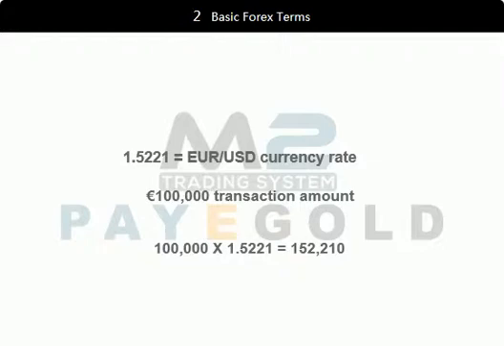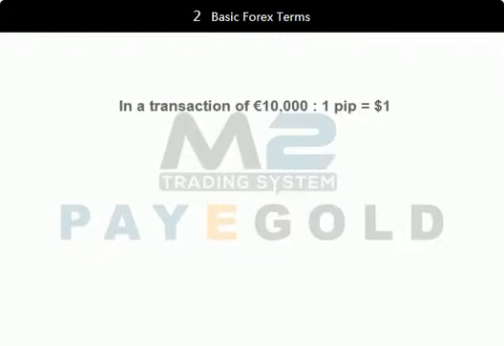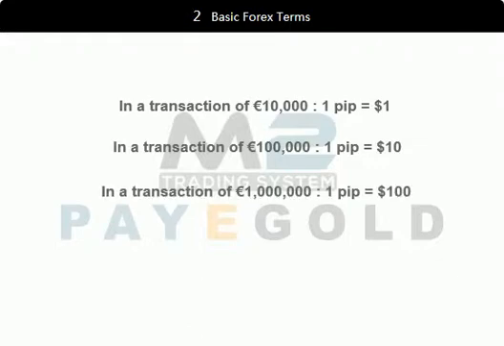The value of 1 pip in a transaction of 10,000 euros is 1 US dollar. In other words, in a transaction of 100,000 euros, each pip has a value of 10 US dollars. And in a transaction of 1 million euros, 100 US dollars.